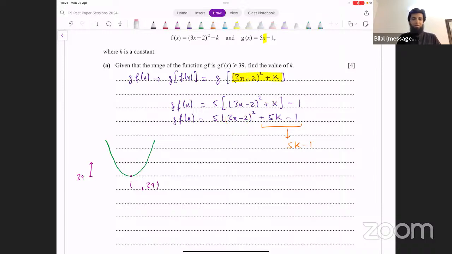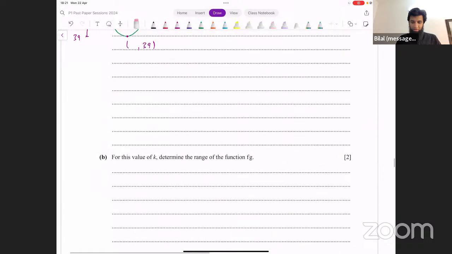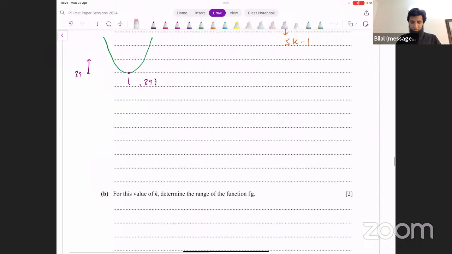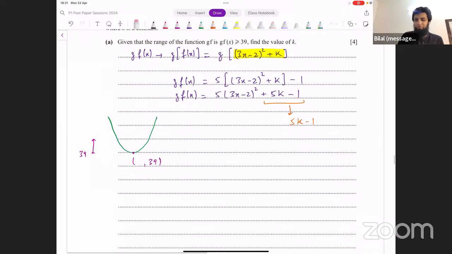You don't need that here, but in case we need that later, maybe let's just write that down. What's the x coordinate? We would put this equal to 0. 3x minus 2 equal to 0. X equals 2 over 3.